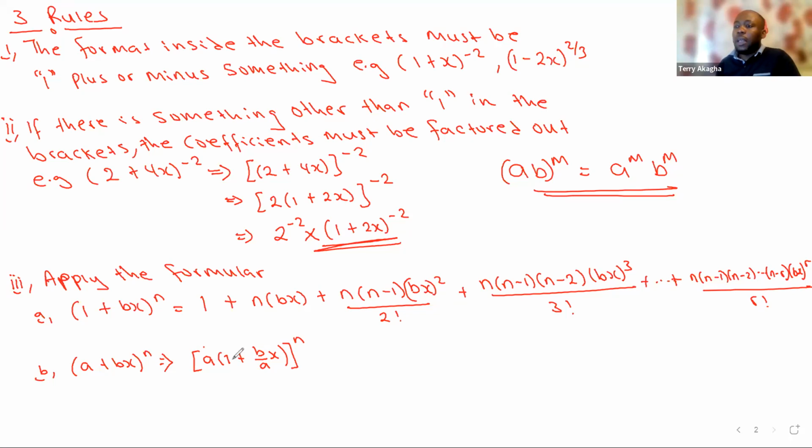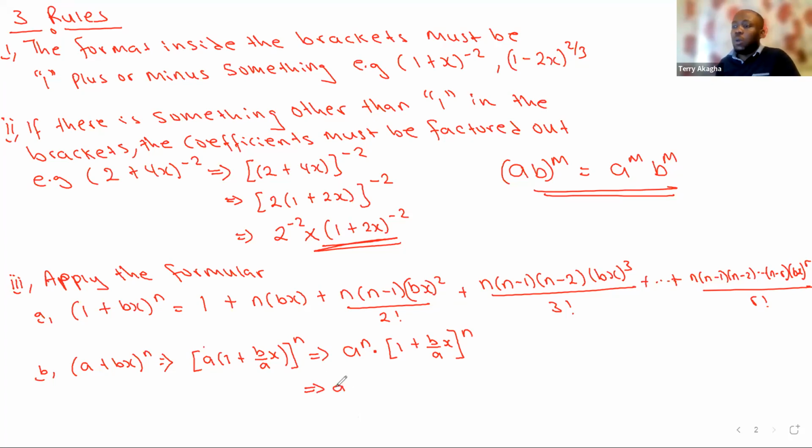So if you multiply a times 1, it will give you a, times b over a is going to give you b. So you see that at the end of the day, you still have the same thing. Then it's going to be a raised to the power n multiplied by 1 plus b over ax all raised to the power what? N. Now, if we have that, then we can now apply the formula. Is that okay? So the same thing, apply the same formula. We expand the one in the bracket now.